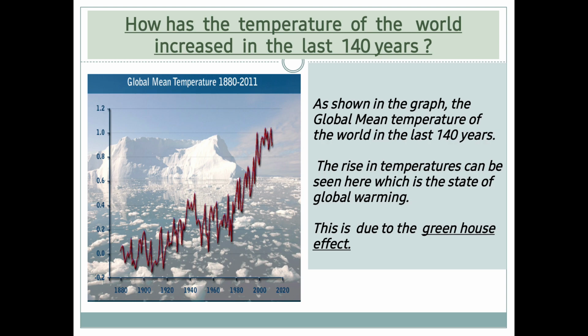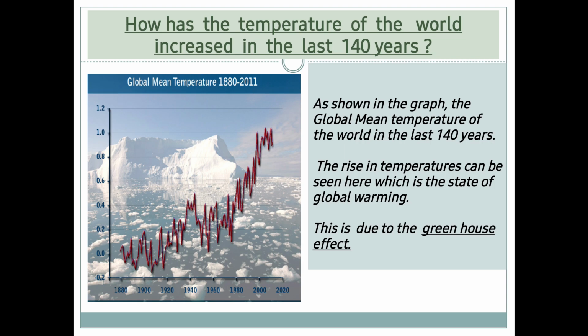So how has the temperature of the world increased in the last 140 years? Here we have a graph of global mean temperature from 1880 to 2011, in which you can clearly see how the temperature has increased. As shown in the graph, the global mean temperature of the world in the last 140 years has risen. This states the global warming condition. This is due to the greenhouse effect.